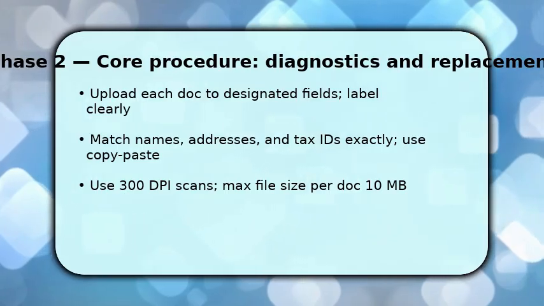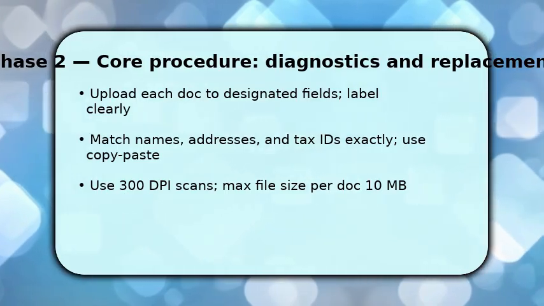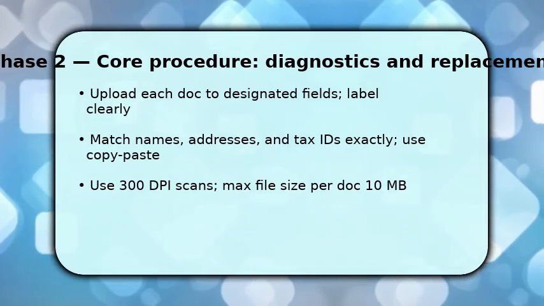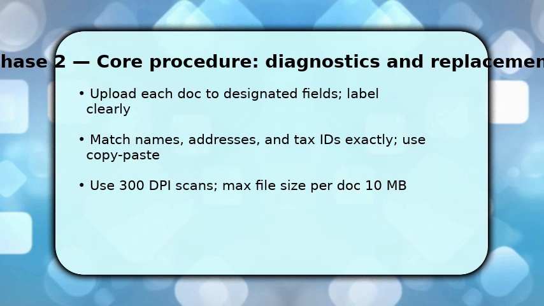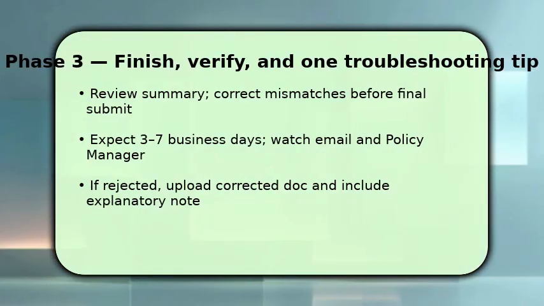This speeds automated checks. If an EIN or tax ID is required, highlight it in the file and choose the correct document type from the drop-down before submitting. Finally, review the verification summary line by line, correct any mismatched characters, and then submit.